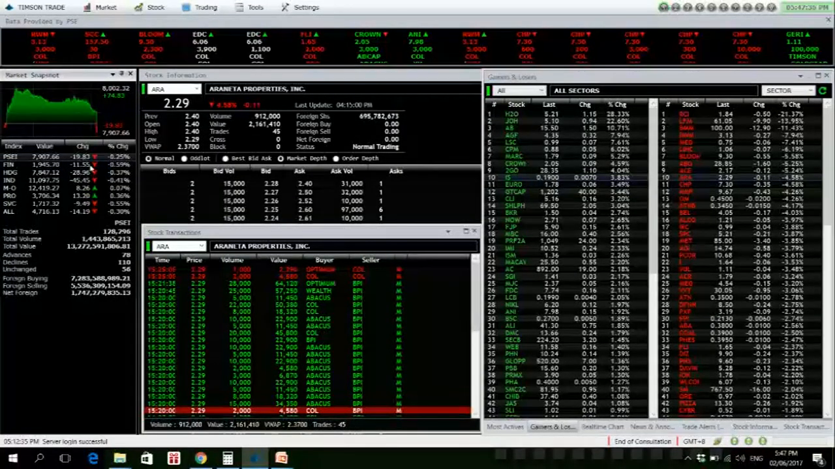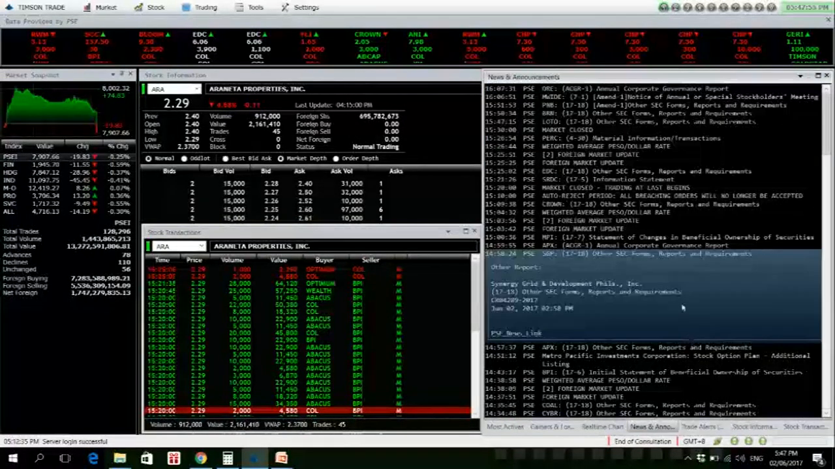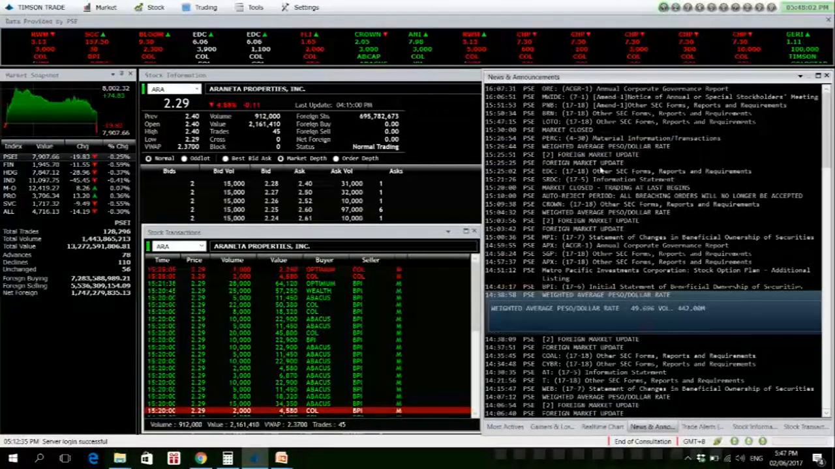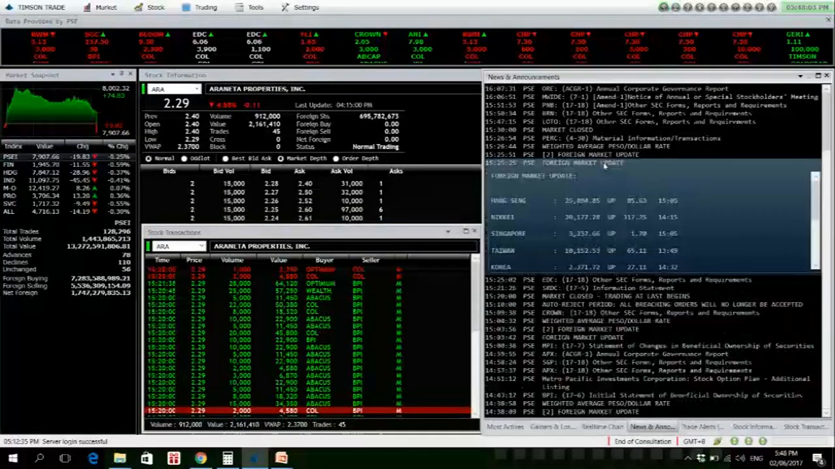Value turnover today is huge at 13.27 billion. There were 78 advancers, 110 decliners, so 56 names remain unchanged. Foreigners bought 7.28 billion worth of Philippine equities and sold 5.53 billion, resulting in a net foreign buying of 1.75 billion. For our peso dollar rate, it's at 49.646.